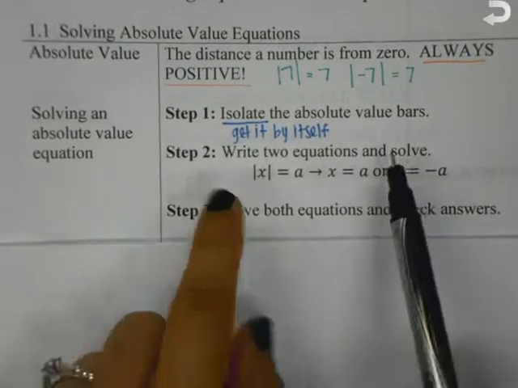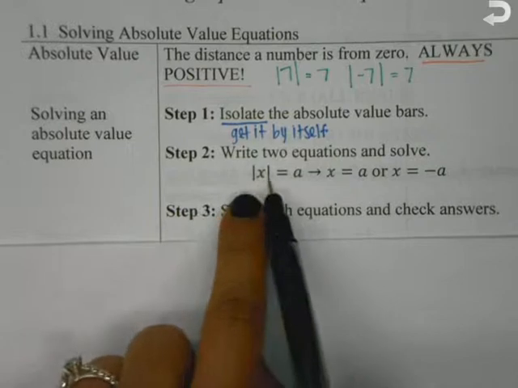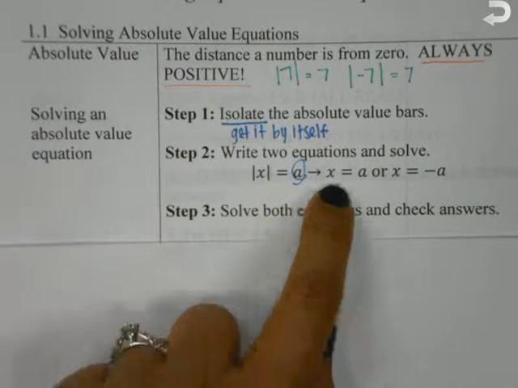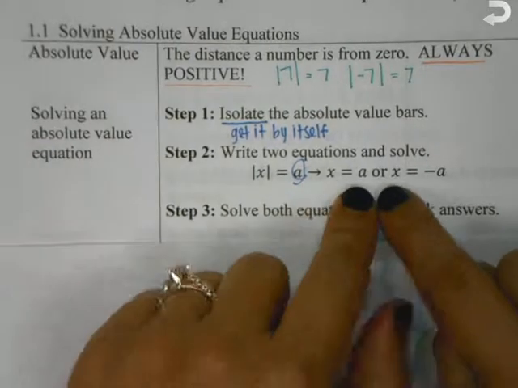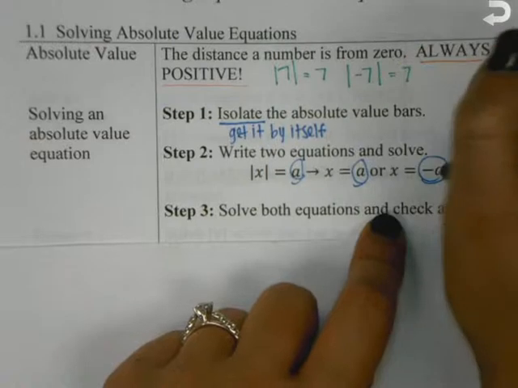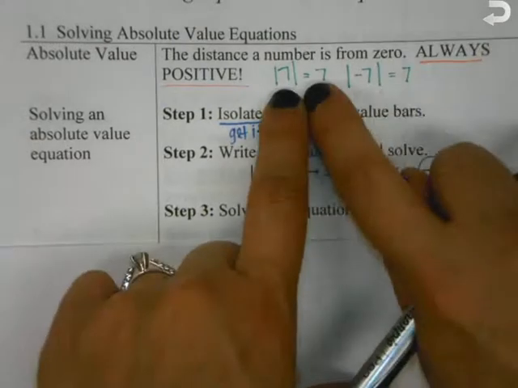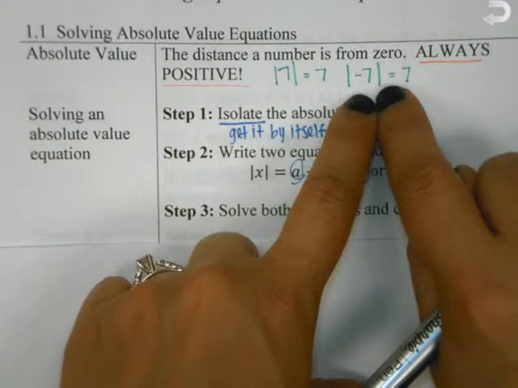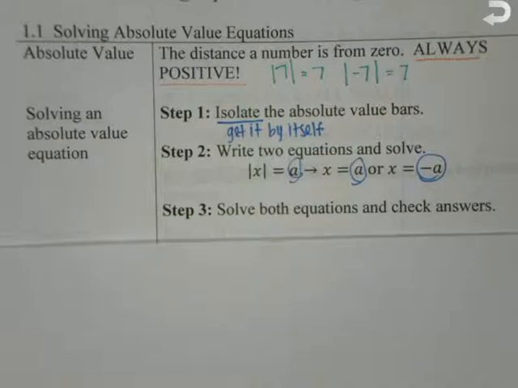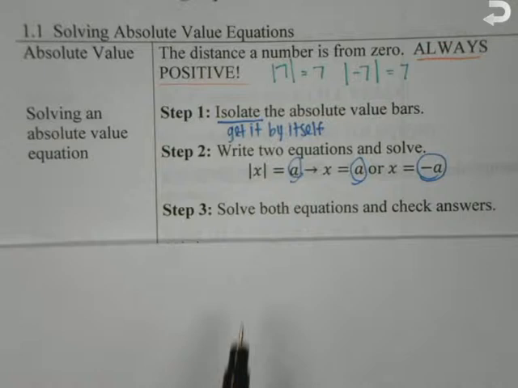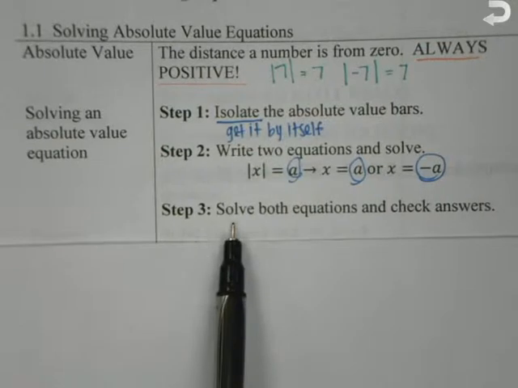Step 2, we're going to write 2 equations and solve. So if I have the absolute value of x equals some number a, that's going to split up into 2 equations. X equals positive a, or x equals negative a. And we just showed that up here, right? The absolute value of 7 is 7, but the absolute value of negative 7 is also 7. So there's actually 2 answers here, correct? So we're going to split it up into the positive and the negative. And then step 3, now we have 2 equations. We're going to solve both of those and check our answer.